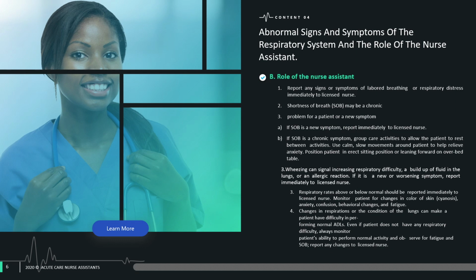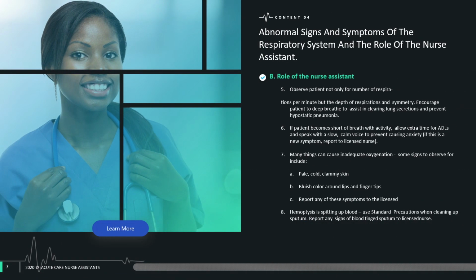Changes in respiration or conditions of the lungs can make a patient have difficulty in performing normal ADLs. Even if the patient does not have any respiratory difficulty, always monitor the patient's ability to perform normal activity and observe for fatigue and shortness of breath. Report any changes to a licensed nurse.